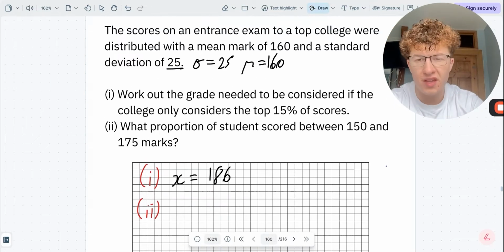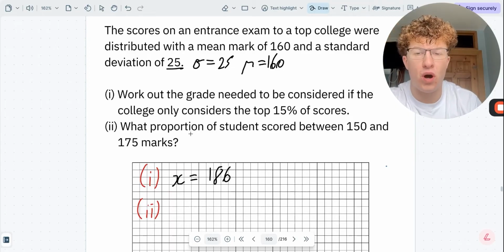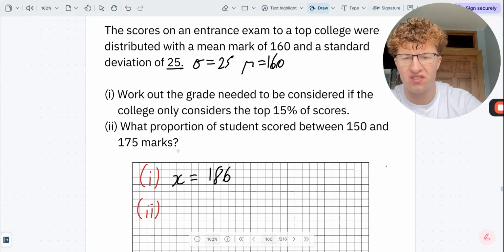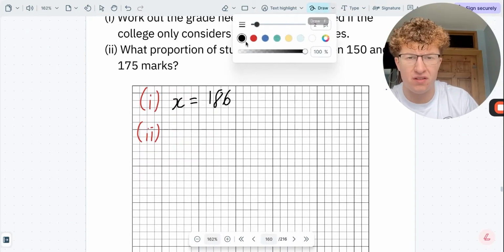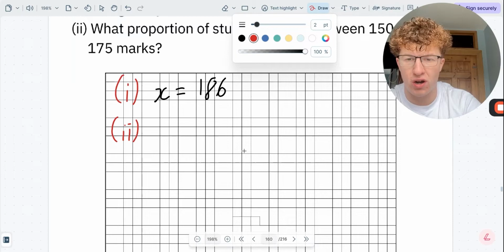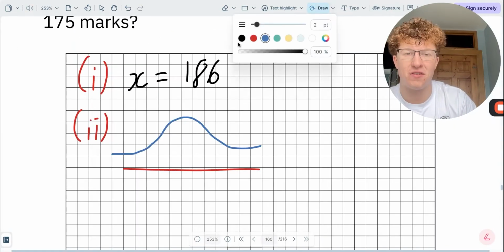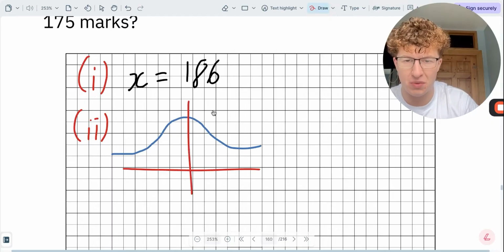Now, the next part of this question is saying what proportion of the students scored between 150 and 175 marks. Again, first thing I'm doing here all the time, I'm drawing the distribution. So it's going to look something like this. It's just for yourself, just to be able to visualize it. So the mean will lie there.